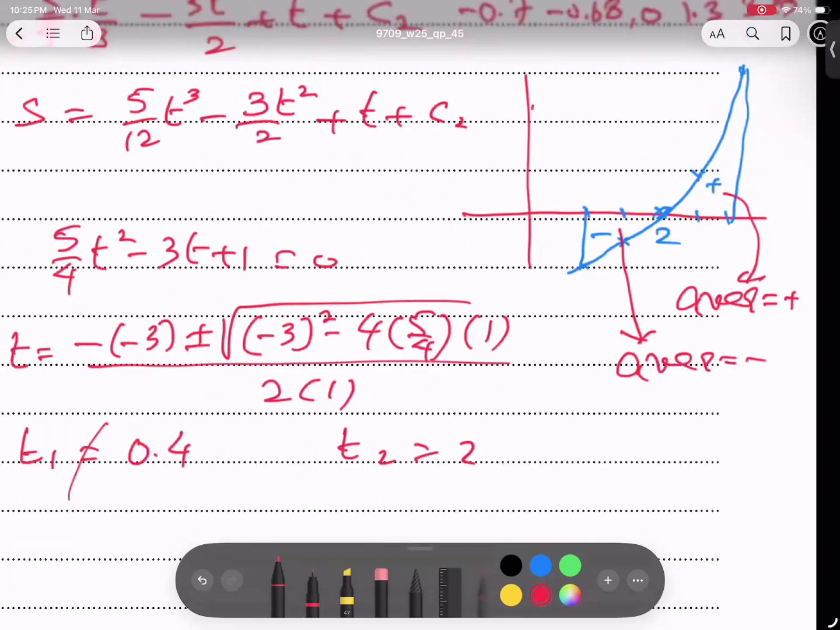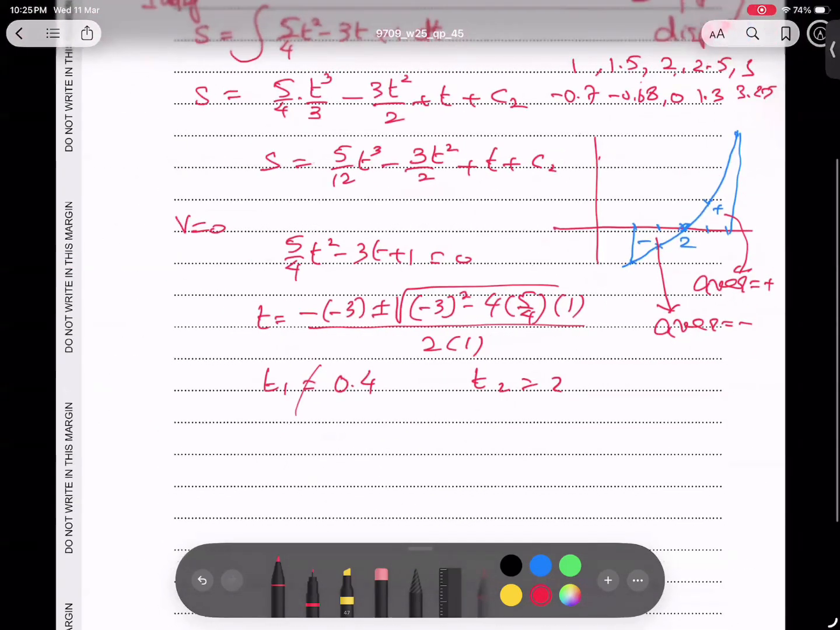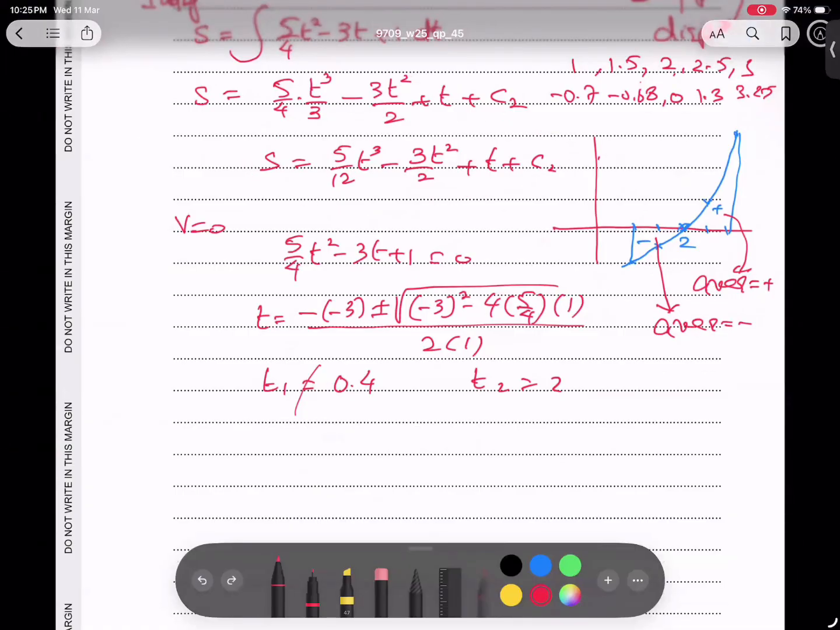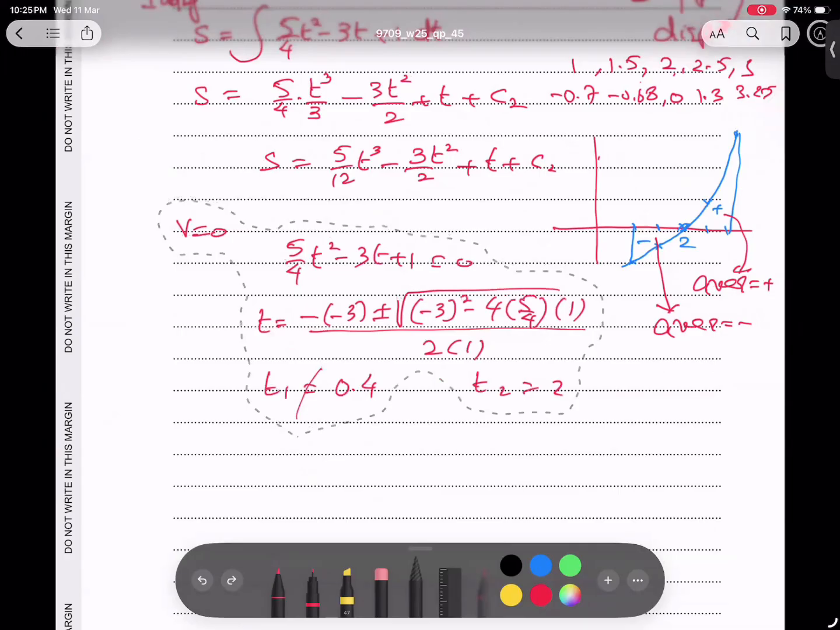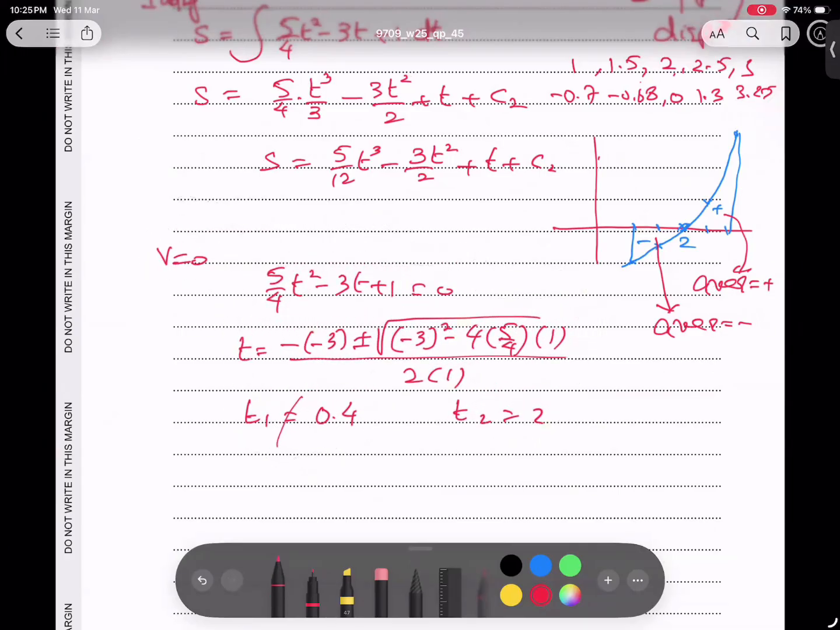So now I have this integration done, and this C will come out naturally 0. How did I get it? Because as mentioned in the previous part, it starts from rest. So when s is 0, t is 0, so C2 becomes 0. And I got a pure expression, 5 by 12 t cube minus 3 by 2 t square plus t. So this is my pure expression of displacement.